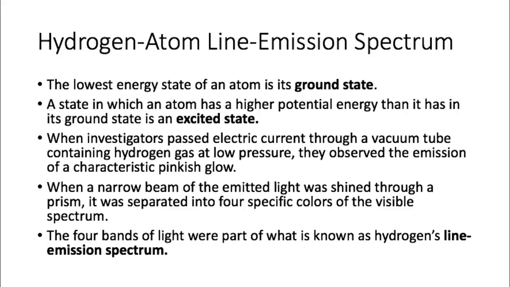That's where we get Roy G. Biv: red, orange, yellow, green, blue, indigo, and violet. So the prism can separate the light into all the different colors that make up the light. Well, if we use a prism to separate the light from this pinkish glow, we see that it's separated into 4 specific colors of the visible spectrum. And those 4 bands of light are part of what is known as hydrogen's line emission spectrum.